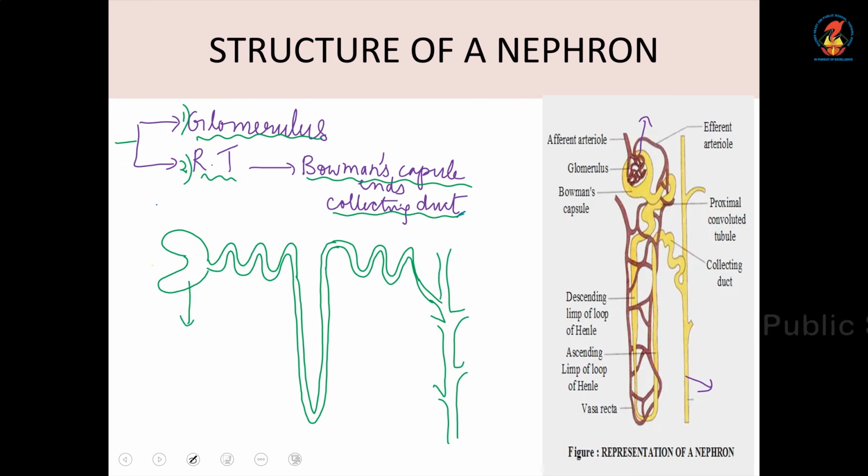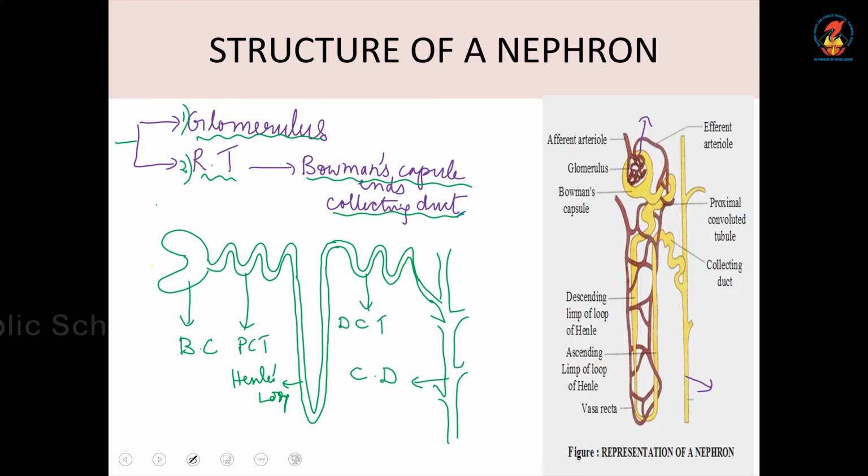Okay, so these parts I am indicating here: Bowman's capsule, PCT, Henle's loop, DCT, and collecting duct. These are the parts of the renal tubule indicated in green.